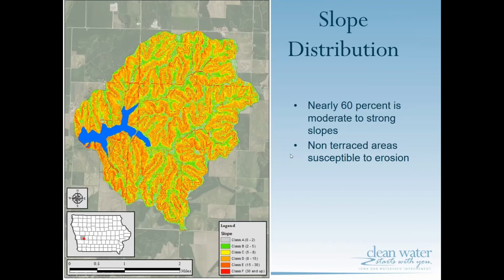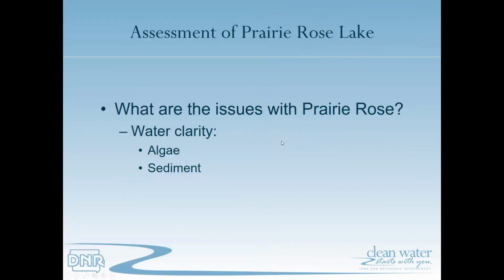So that's why those three are mainly important, and they're described in more detail in the document. So we've talked about the Prairie Rose Lake itself, Prairie Rose Lake's watershed, and some of the main characteristics of that watershed. But now, what is the issue with Prairie Rose Lake? What are the water quality expectations that are not being met?